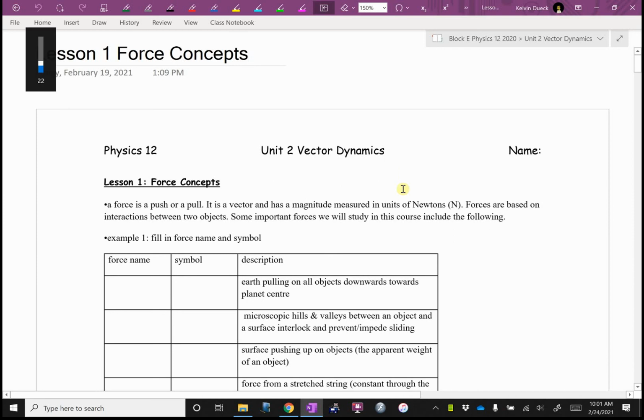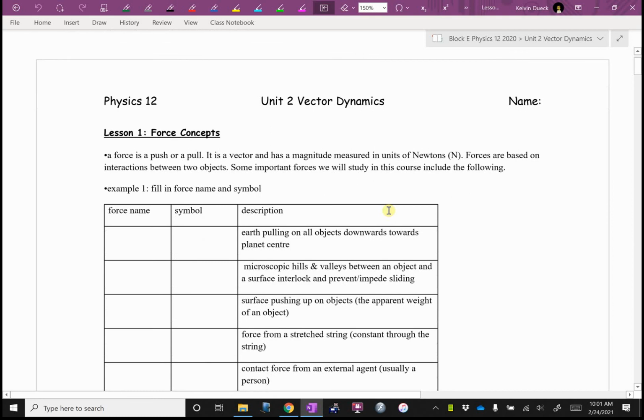Force concepts. What's a force? I gave you the same definition last year. I said a force is a push or a pull. And then I probably went on a rant last year. I said something like, that's actually not the correct definition. A physicist would say a force is an interaction between two objects when they exchange leptons.